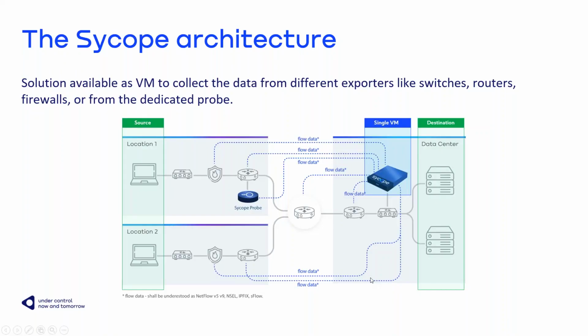Okay, so how does the architecture of Sycope look? We are collecting data from many types of devices like firewalls, routers, switches, or even from our own probe device, which can transform the raw data traffic into NetFlow data. Thanks to this, we can collect data from many different devices, from many different places, so we can see all the traffic in the network. We can find the communication not only between the network and the internet, but we can also see the traffic inside the network segment and find unwanted or suspicious communication in this place of the network.